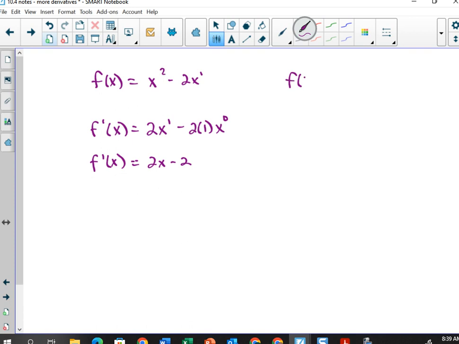Let me show you. Let's just do one more real quick. Let's say it was like 3x to the 5th. It would be like 15x to the fourth. Oh, wow. Because you take the 5, you put it in front, much faster than doing the limit definition with x to the 5th. Sounds terrible.